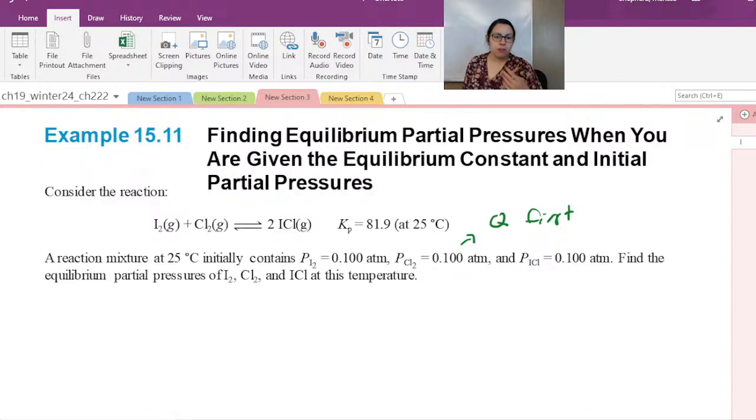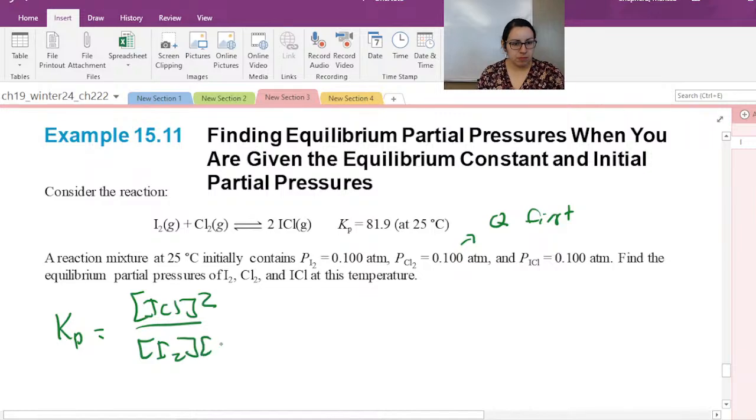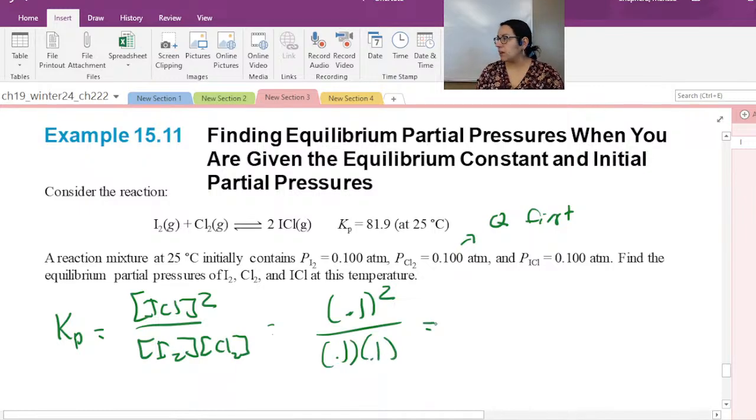So let's start going over it. What did you find for Q? Which way is this going? I guess we should start off with our Kp expression. Technically I shouldn't have used the brackets, but I always forget to use the little p's. So what do we get when we plug this in? 0.1 squared over 0.1 times 0.1. So what do we get? 1. And with this, which direction is it going to be going?